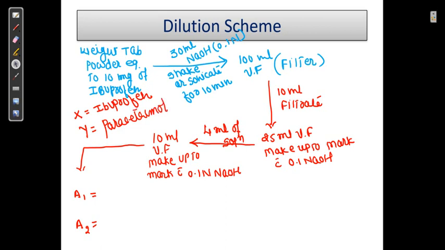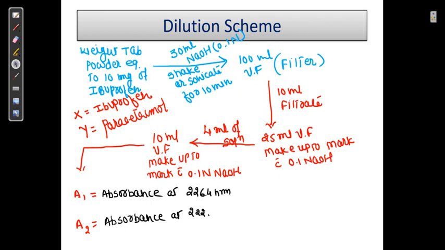Okay, so let us see what A1 is. A1 is the absorbance at 226.4 nanometer, and this is absorbance. A2 is the absorbance at 222.4 nanometer. These two data you will get from the UV spectrophotometer.